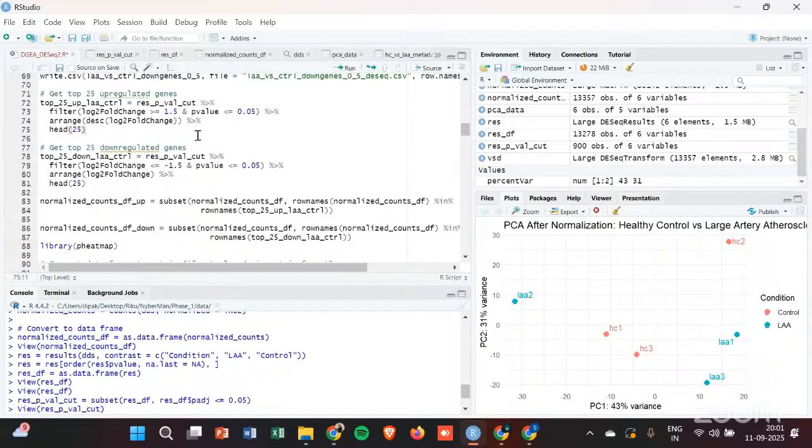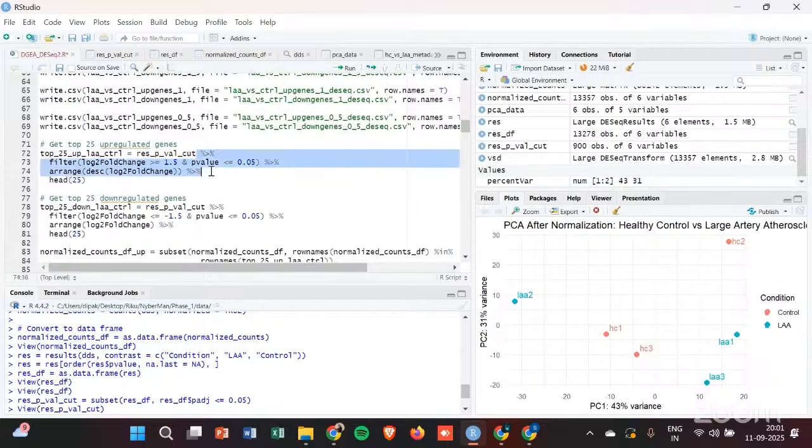In order to do that, we can simply do a filtering again. So here I have defined a variable top 25 LA control. Again, this is a syntax which is used by dplyr. It allows you to pass the output of one part as the input to the other. In order to do that, you have to use this simple percentage arrow percentage. So this res p-value cut will be passed to this function filter.